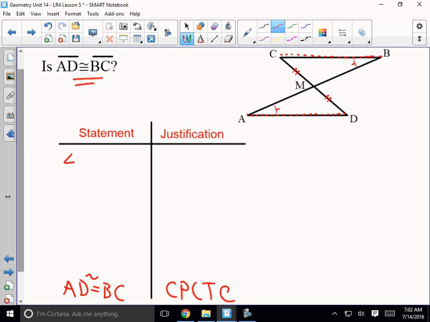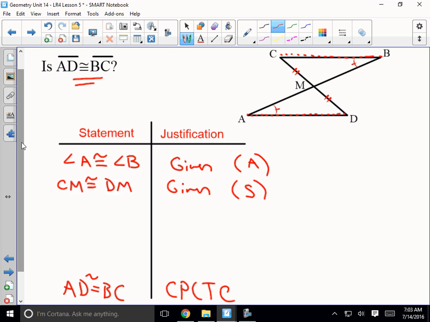We are given that angle A is congruent to angle B. We know that based on the tick marks. So that's given to us in the diagram, and that gives us an angle pair for our two triangles. We're also told that the length CM is congruent to the length DM. That is given to us, and that is a side pair. So we've got an angle pair and a side pair, that's all that's given to us.